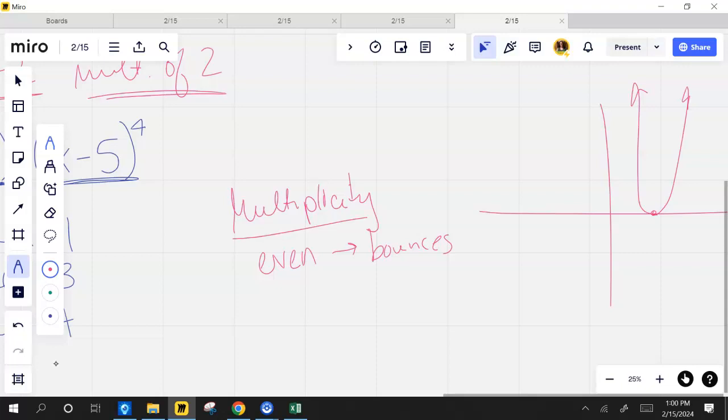All right. If it's odd, then it goes through. Okay? So it's going to go straight through. So if the multiplicity is 1, 3, 5, 7, 9, it's going straight through the axis. If it's 2, 4, 6, 8, so on, then it's hitting it and bouncing. Pi? It can't be pi. It can't occur pi number of times.